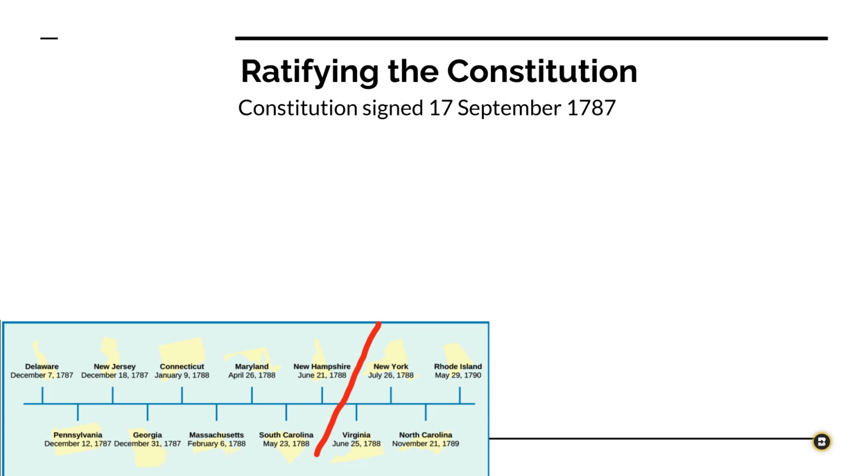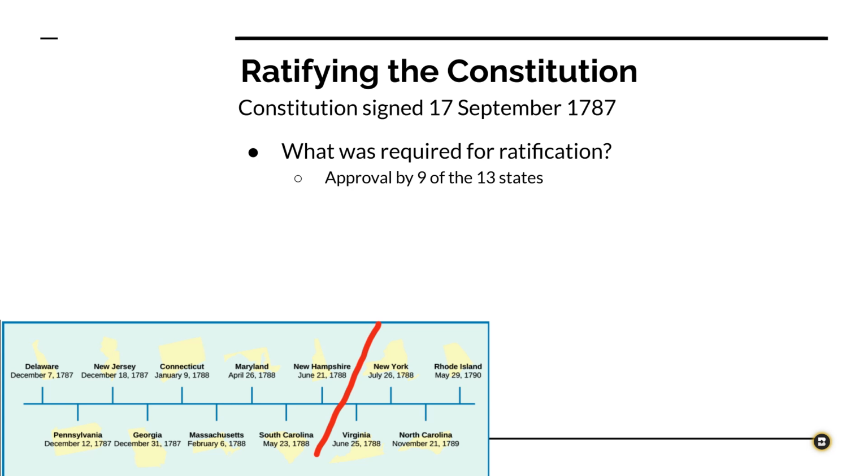I want you to know it just so we can get a sense of how long it took between signing and ratification. Although, believe it, the district used to require as part of your test to pass for graduation that you give them the specific day, month, and year the Constitution went into effect. And that was stupid. All right. What was required was approval by 9 of the 13 states.